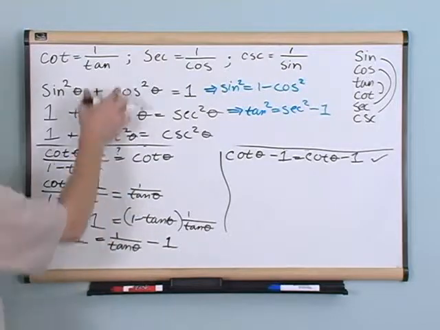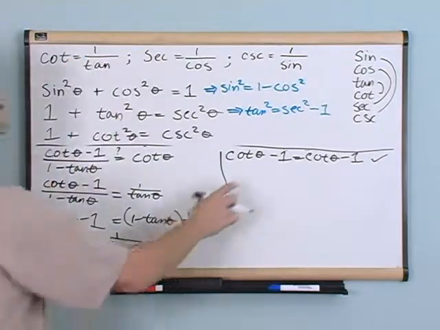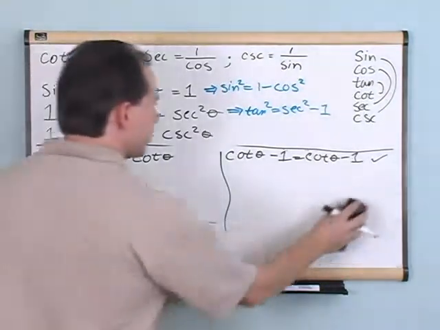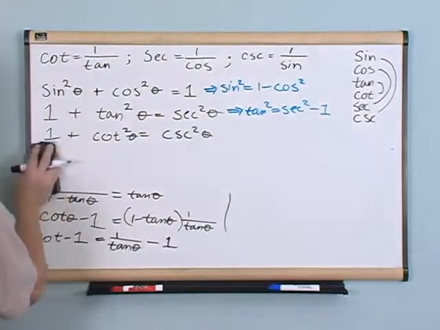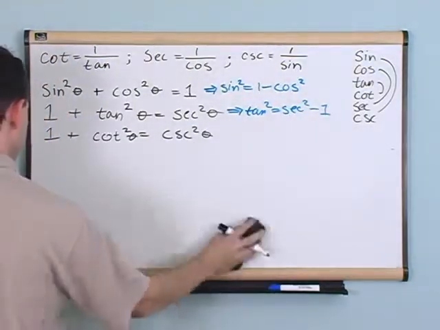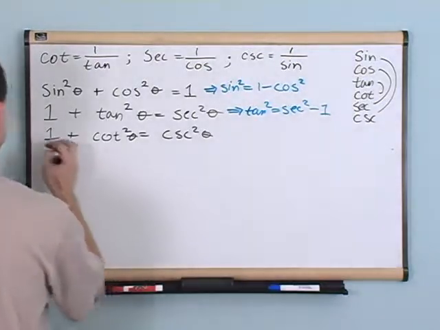I just used this relation here to write this in terms of a cotangent, so my identity is complete, and I'm done with that one. We'll do one final problem in this section on trig identities and wrap things up.